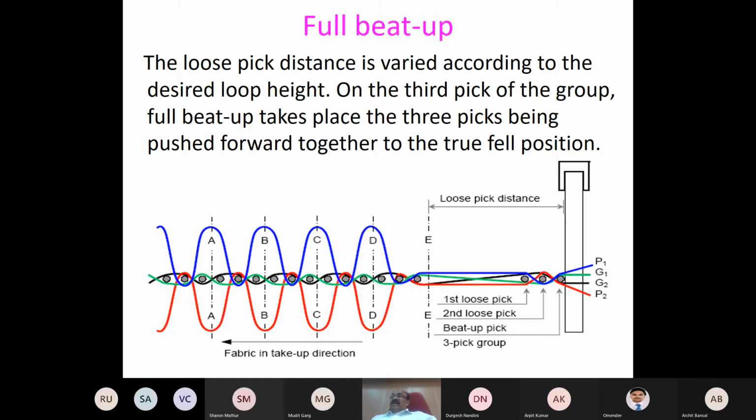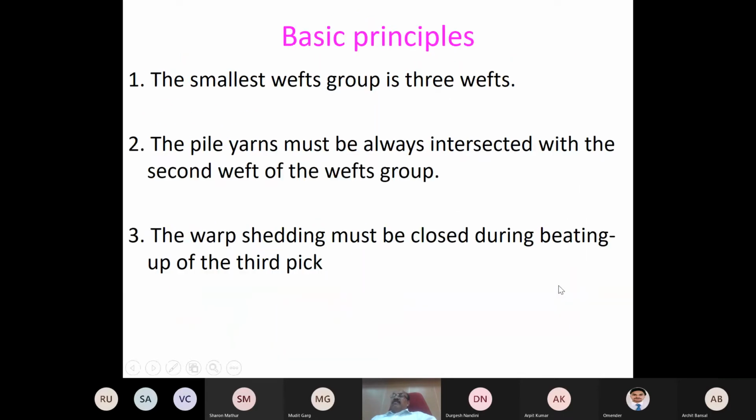I repeat it. What you see here in this diagram, there are 2 loose picks. The third pick is the beat-up pick. This fabric is called 3 pick terry. Similarly, if I keep 3 loose picks, then the fourth one is the beat-up pick. We call it 4 pick terry, and so on. I'll show you structural diagrams of these 3 pick terry, 4 pick terry, and 5 pick terry subsequently. But the point written here is that the smallest weft group is 3 wefts, that is 3 pick terry.